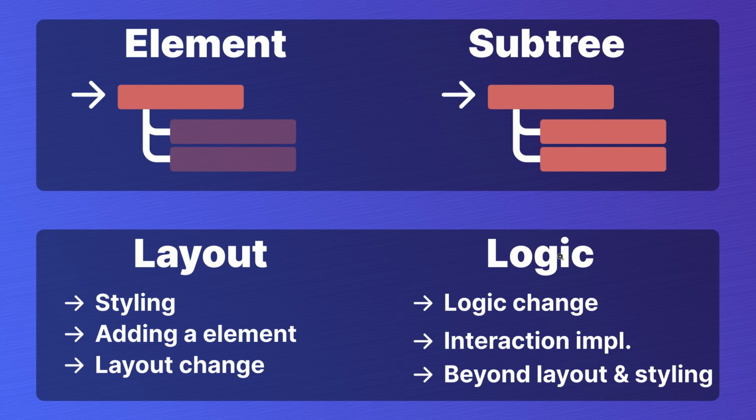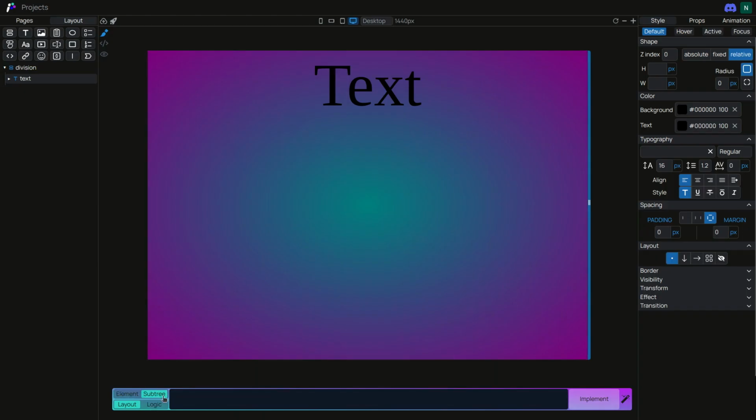And logic involves anything that is a logical change, like anything having interaction with the HTML, like when you click on a button, do this. Anything beyond layout and styling is logic, like adding a parallax effect to the document, to the website, is logic. So those are the 4 options you have while prompting.